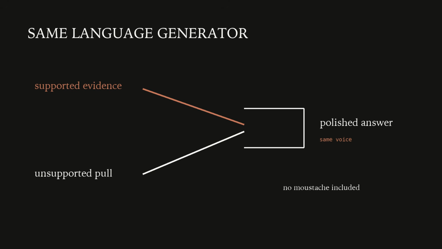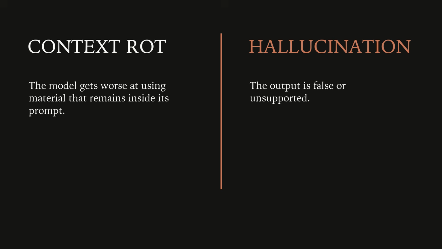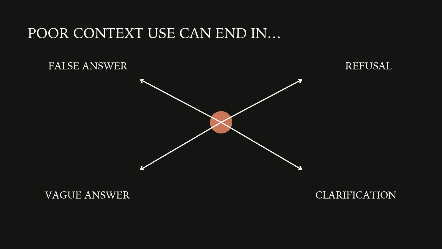People sometimes use context rot and hallucination almost interchangeably, but it is useful to separate them. Here, I'm using context rot to mean that the model gets worse at using the material in its prompt as that context becomes more difficult. Hallucination is the false or unsupported output that can result. Poor use of context can end in a false answer, but it can also end in a refusal, a vague answer, or a request for clarification. In those cases, the context has failed to help, but the model has not necessarily hallucinated.